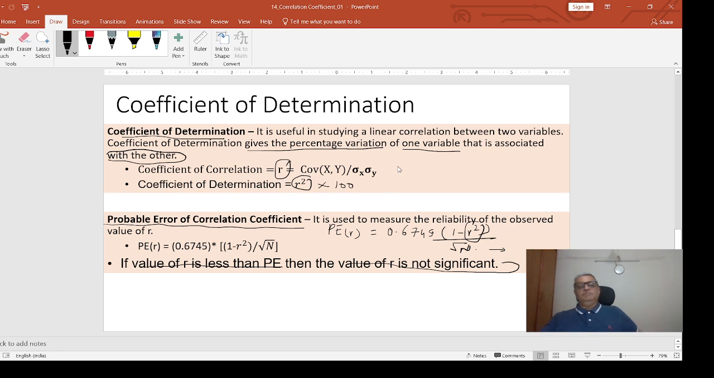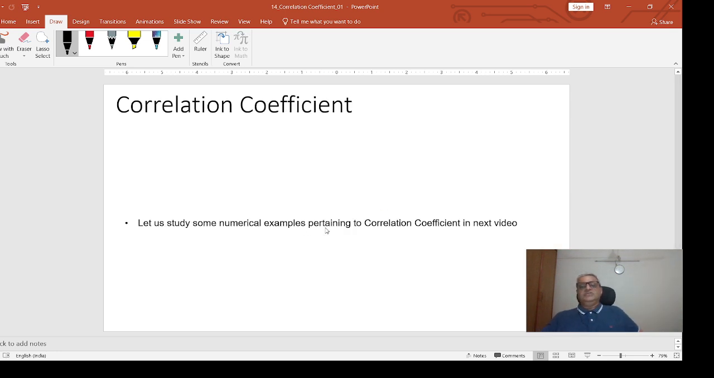So in this video we have seen three formulas. We have seen properties and how to interpret correlation coefficient. This theory will be well digested when you look at some numericals pertaining to correlation coefficient in the next video. Till then, thank you so much.